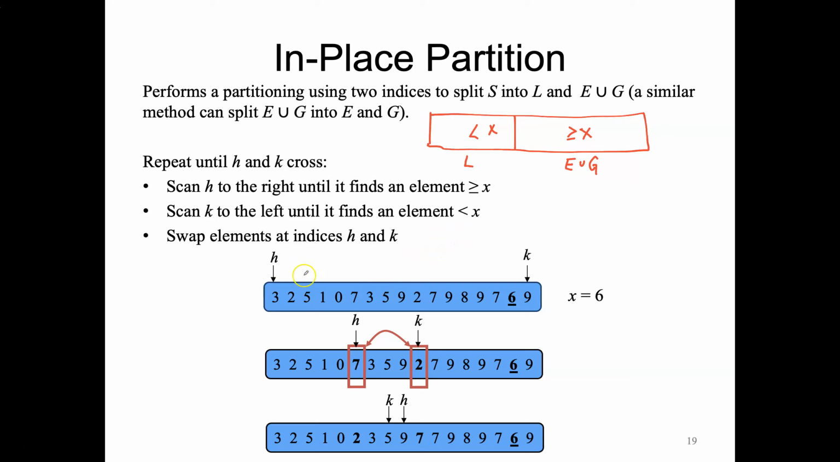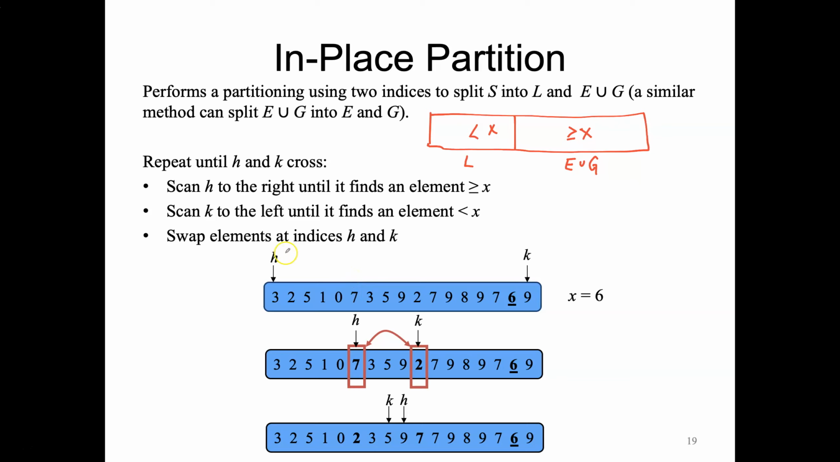So given our sequence, we want to do this in place again, so we're going to work directly on the structure we're given. Keep track of two indices, h, which will start at the beginning, and k, which will start at the end. Now we're going to increment h so that once it reaches an index where it finds some element which is greater than or equal to our pivot, it'll stop there.